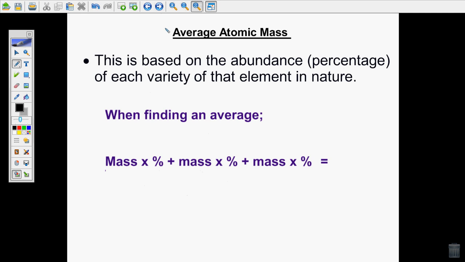Okay, the way that we're going to use these isotopes is to calculate the average atomic mass of an element. This is based on the percent abundance of each variety of that element in nature. We're going to use this formula: for each isotope, we find the mass of that isotope times the percent it is found, plus the second isotope's mass and percent, and then the third isotope, and so forth.